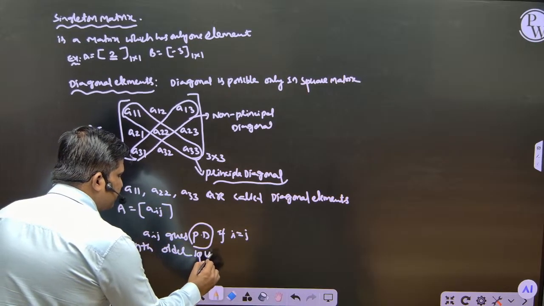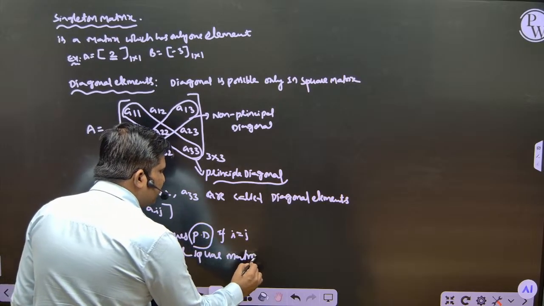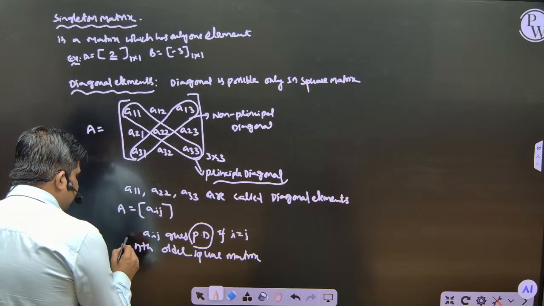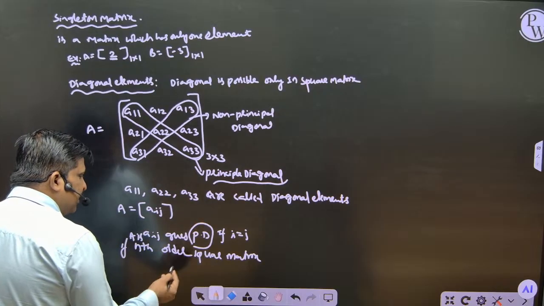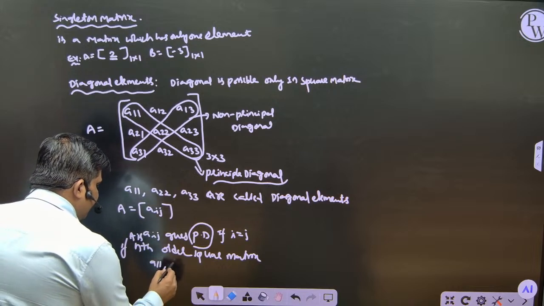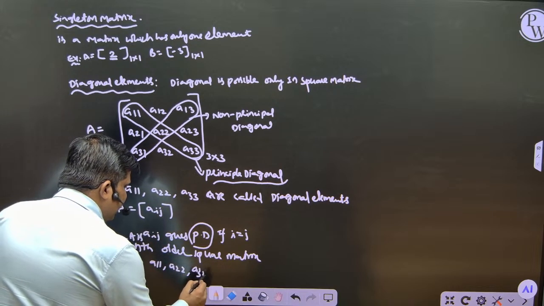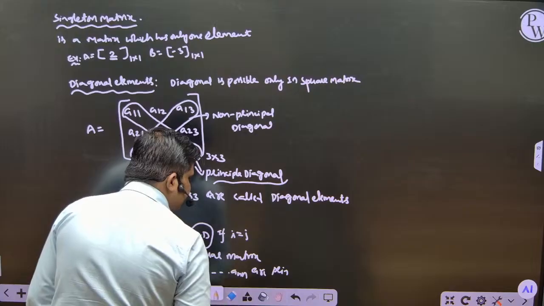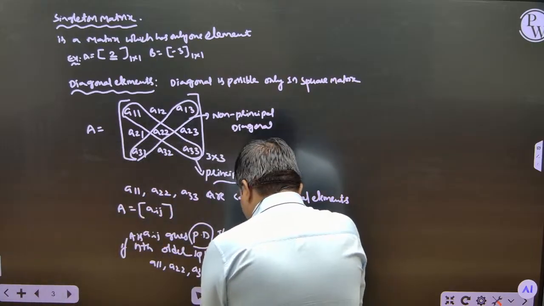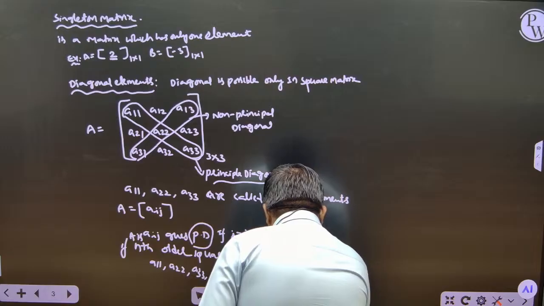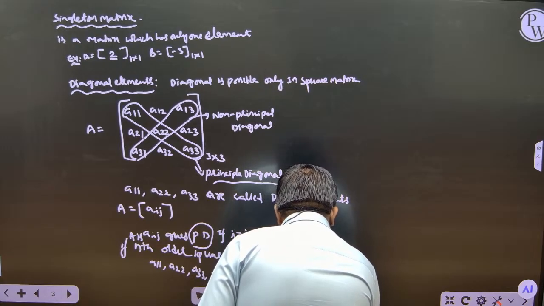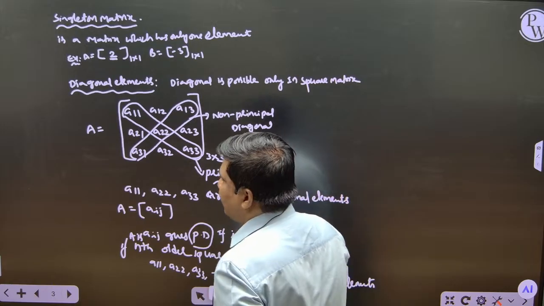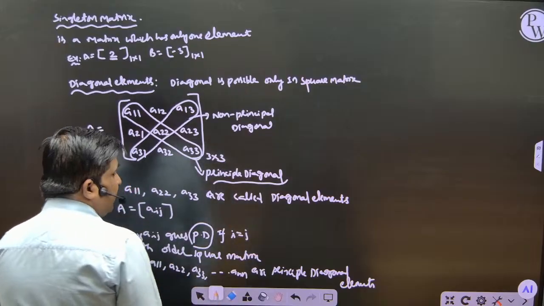If A is an nth order square matrix, A11, A22, A33 and so on, Ann are the principal diagonal elements, because the diagonal is possible only in a square matrix. So this is the diagonal element form.